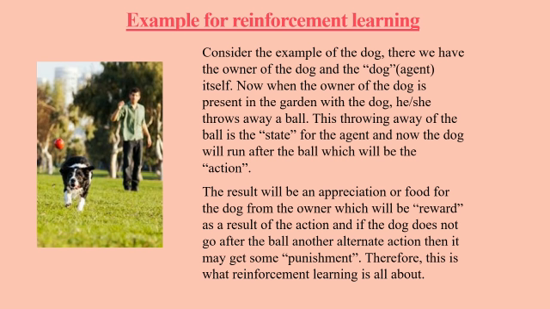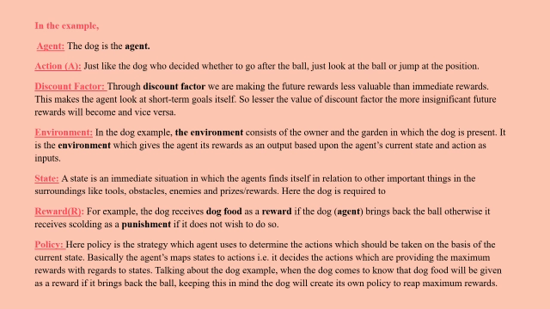Let's formalize the example. In the example, the dog is the agent. Action. Just like the dog who decide whether to go after the ball or just look at the ball or jump at the position.